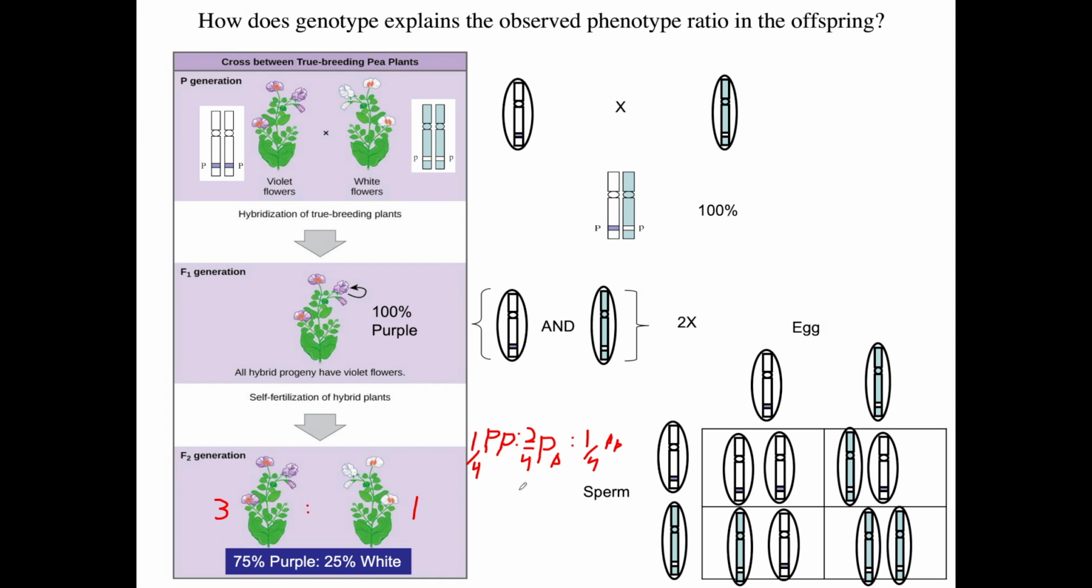So therefore the genotypic ratio is 1 to 2 to 1. So in a monohybrid classic Mendelian cross, the phenotypic ratio is 3 to 1, and 3 is the dominant phenotype. And then the genotypic ratio is 1 to 2 to 1: 1 homozygous dominant, 1 homozygous recessive, and 2 heterozygote. It's really important that you understand the difference between a phenotypic ratio and a genotypic ratio.